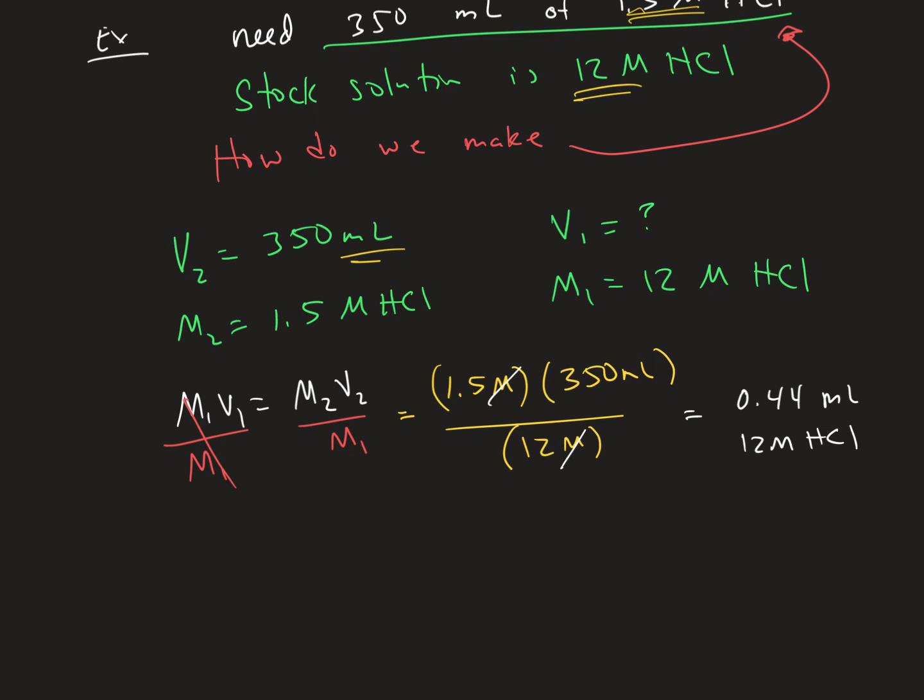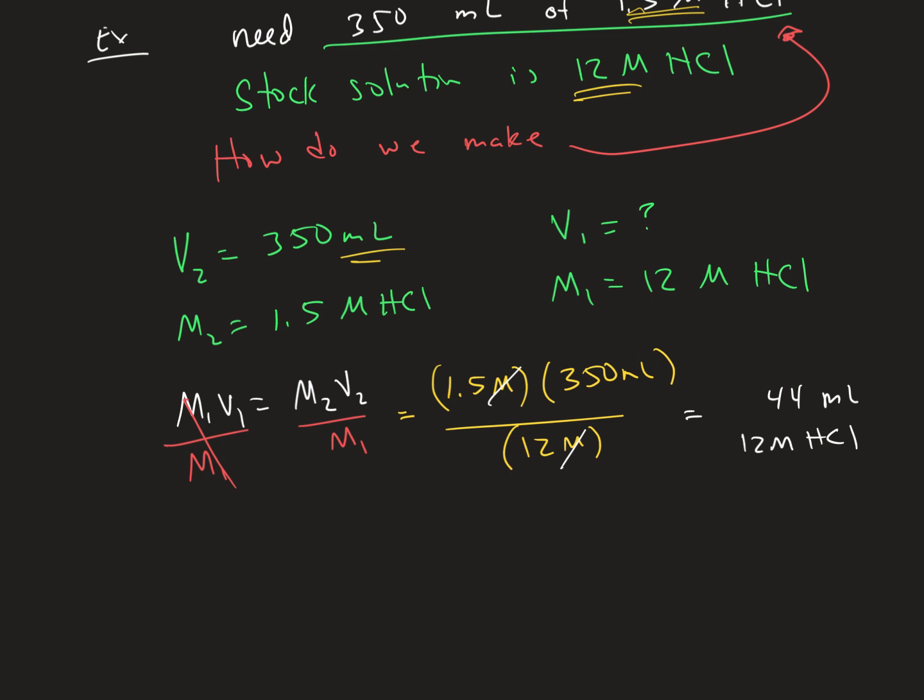I got 43.75. Why did I get 0.44 then? I don't know why I wrote that. Okay, 44 milliliters, right? I got 43.75. Okay, we'll just say 44. Okay, 44 milliliters, thank you, of 12 molar solution of hydrochloric acid.